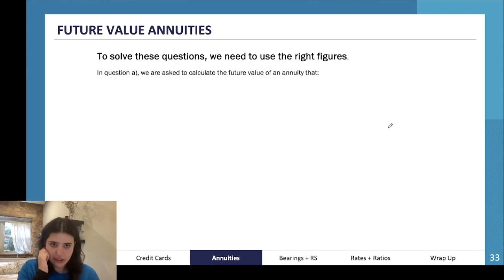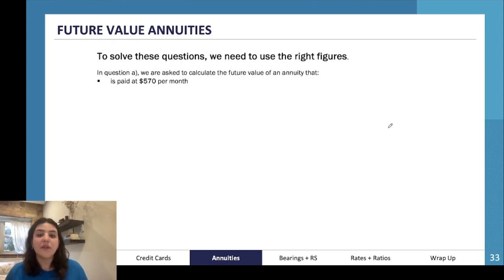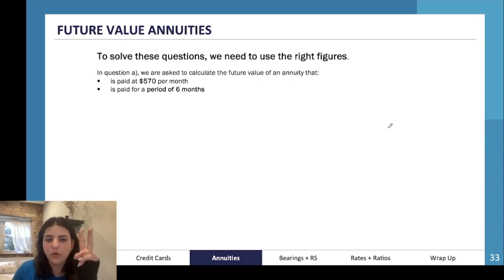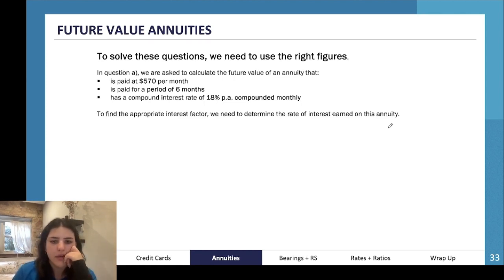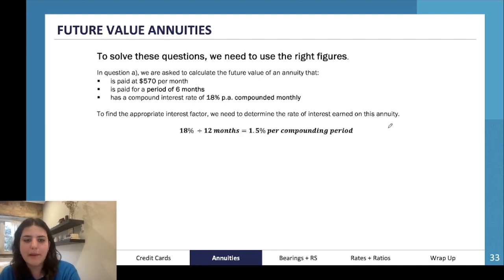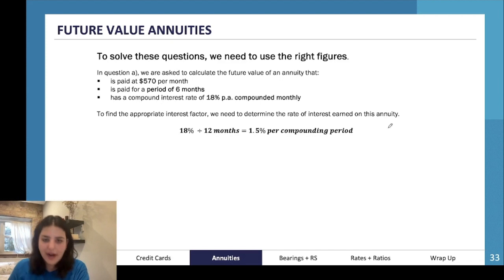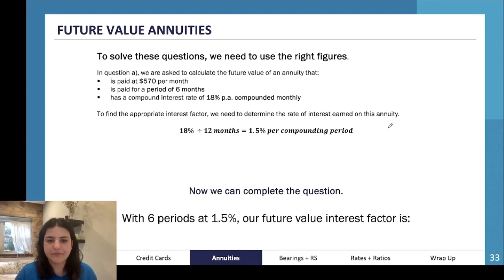So to solve these questions, we need to use the right figures. So we're asked to find the future value that is paid at $570 per month for 6 months, compounded 18% per annum, but monthly. So it's not 18% monthly, it's 18% per annum divided by 12 months. So to find the appropriate interest factor, we need to determine the rate of interest, and we do that by taking 18%, dividing it by 12 months, and it's 1.5% per compounding period.